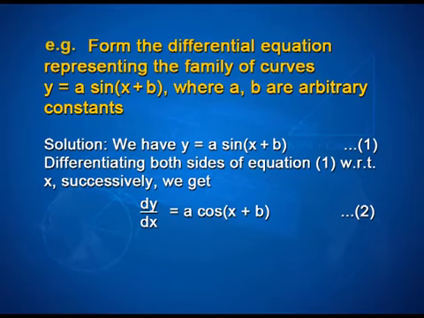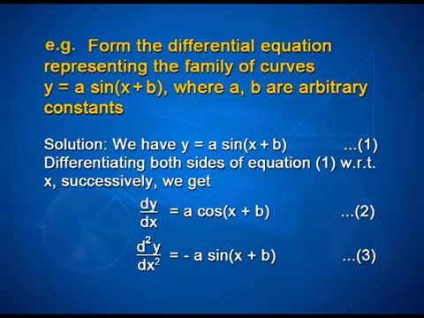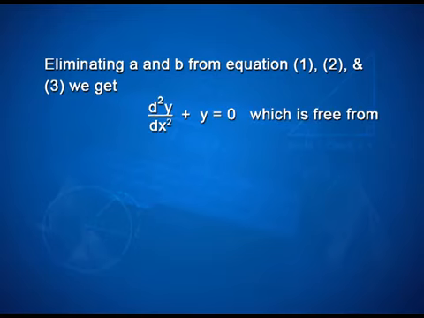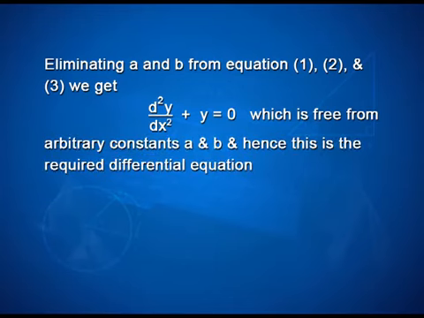This is equation 2. Now, again differentiating this equation, we get d²y/dx² = -a sin(x + b). This is equation number 3. Now, eliminating a and b from equations 1, 2 and 3, we get d²y/dx² + y = 0, which is free from arbitrary constants a and b, and hence this is the required differential equation.